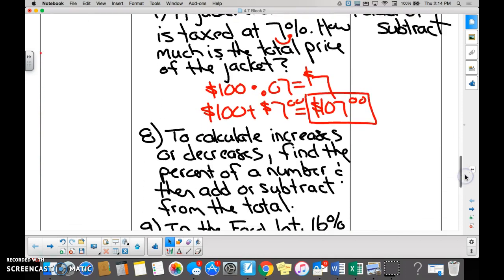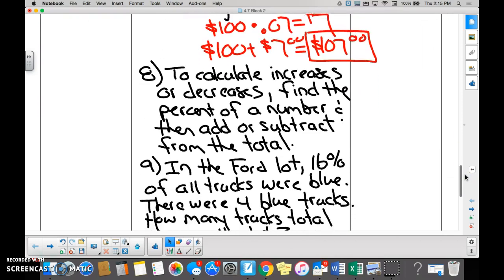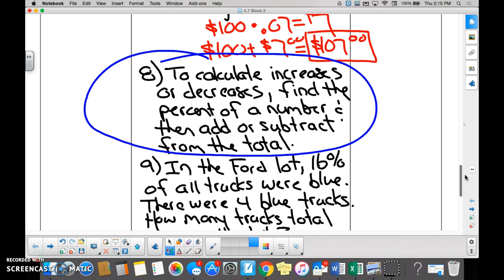This is huge. I'm sorry. This is a big note right here. Matter of fact, this is your cheat sheet. Actually, this is my cheat sheet. You need to know this, you guys. To calculate increases or decreases, find the percent of a number and then add or subtract from the total. If you know this, that's going to make your life so much easier when calculating increases or decreases.